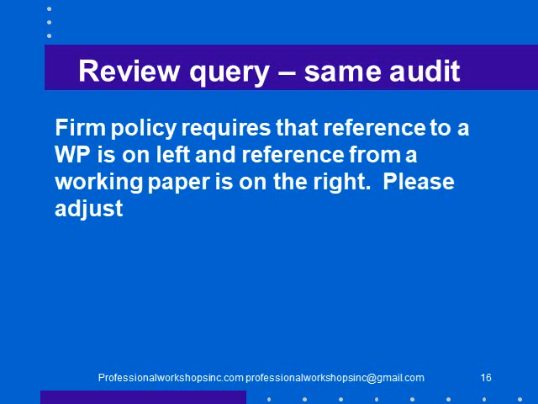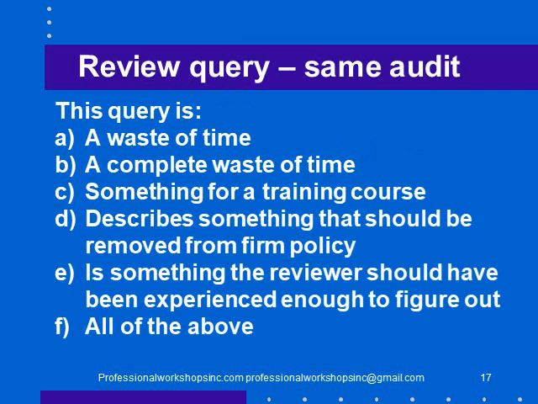Review query, same audit. Firm policy requires that a reference to a working paper is on the left and the reference from a working paper is on the right. Please adjust. This query is A, a waste of time, B, a complete waste of time, C, something for a training course, D, something that should be removed from firm policy, E, something the reviewer should have been experienced enough to figure out and fix themselves, or F, the correct answer, all of the above.